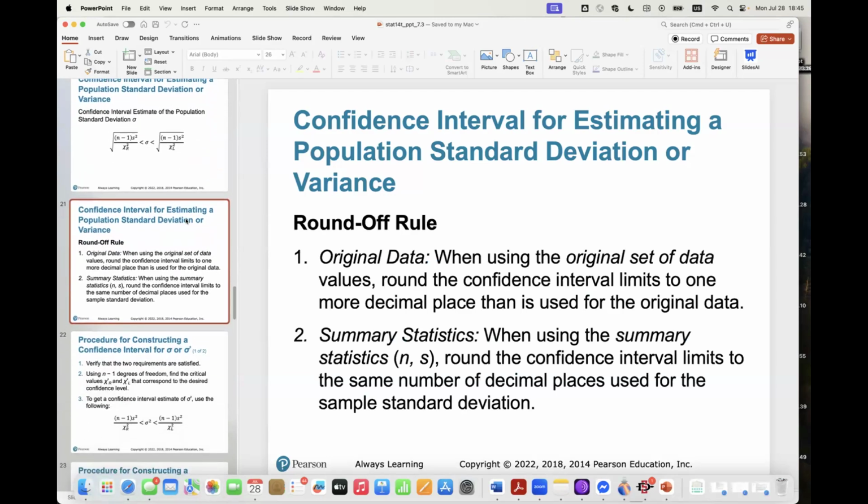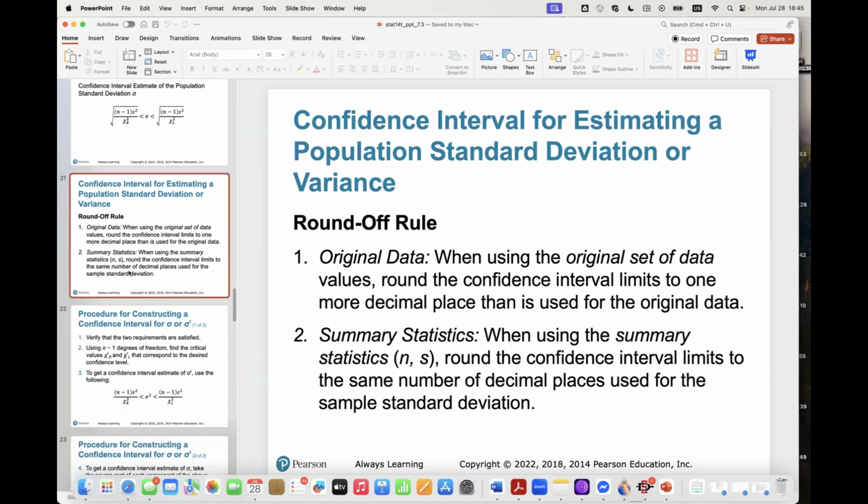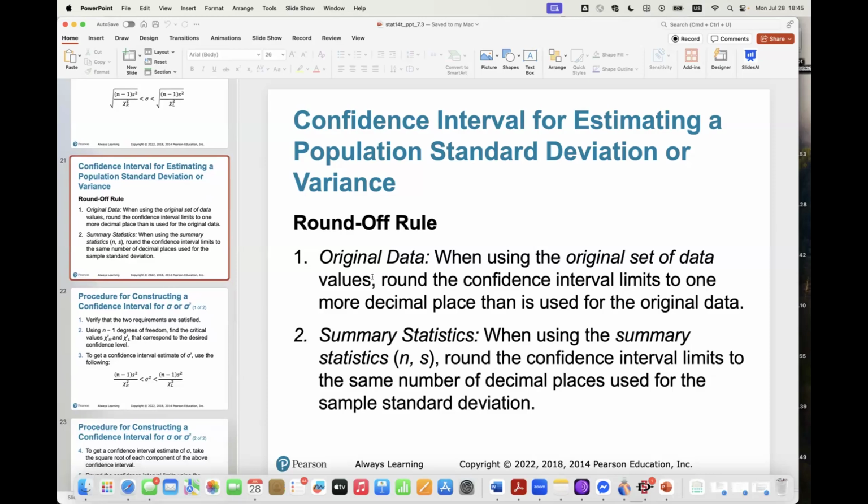Good, right? Okay. Here is the confidence interval for estimating a population standard deviation or variance. Round-off rule. So there are two rules here. The first one, original data. When using the original set of data values, round the confidence interval limits to one more decimal place than is used for the original data.